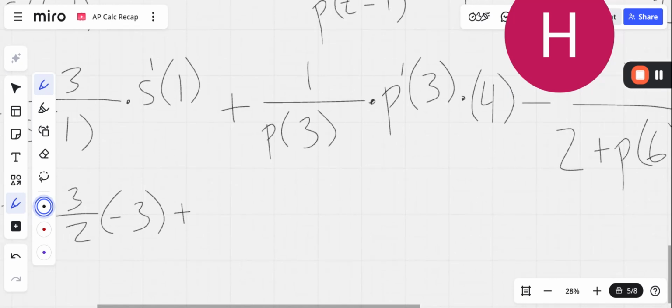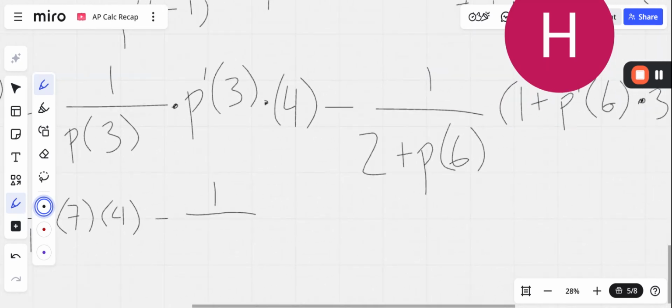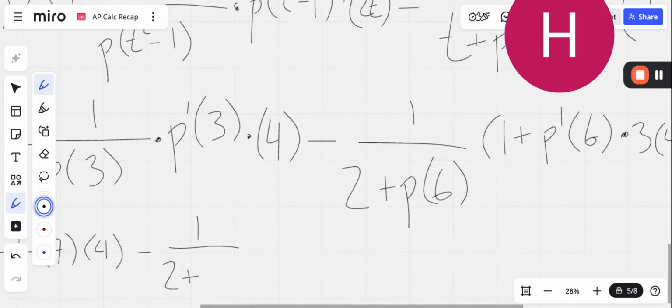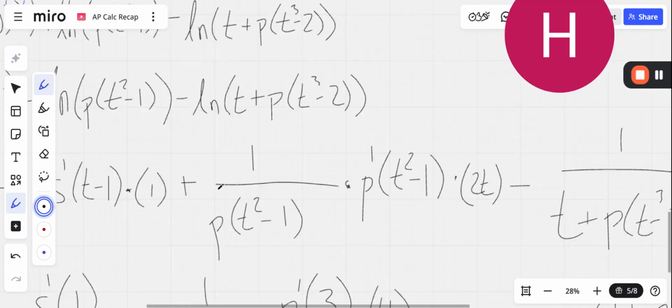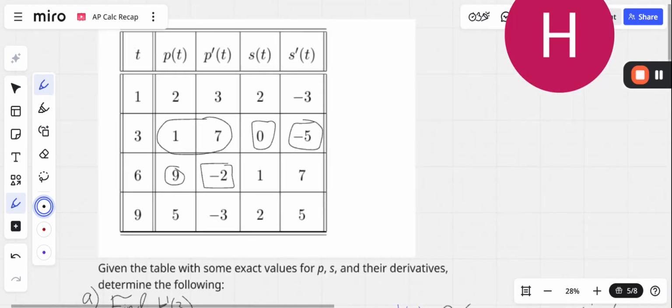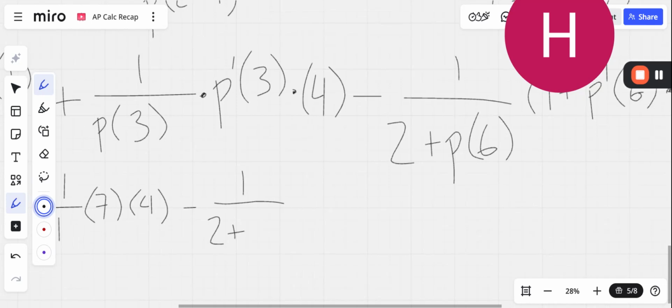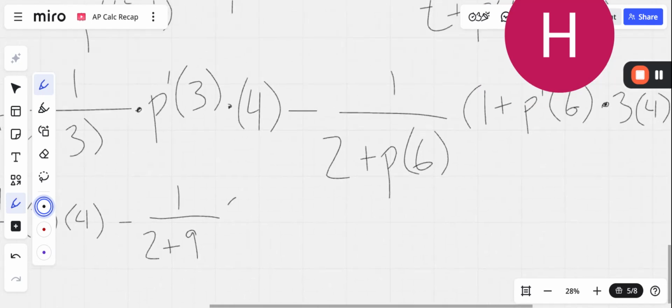Where are we down here? 1 over 1 times 7 times 4, very easy, minus 1 over 2 plus p of 6. So let's find out what p of 6 and p prime of 6 are. Let's go back up to our table. There they are. P of 6 is 9. P prime of 6 is negative 2. So 1 over 2 plus 9, times 1 plus negative 2 times 12.